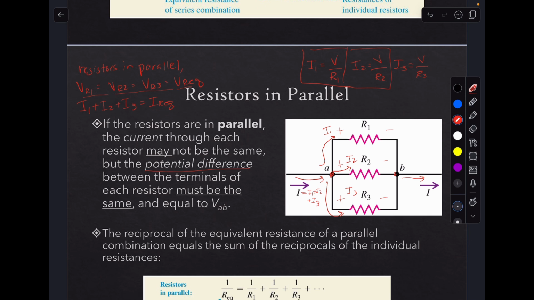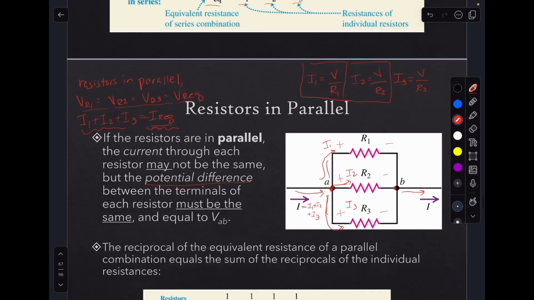I is going into the junction. I1 is leaving the junction. I2 is leaving the junction. I3 is leaving the junction, right? And what is current I? That's the current through the equivalent resistor R123, okay? And so if I were to add all my ins and all my outs, and subtract, I would get 0.